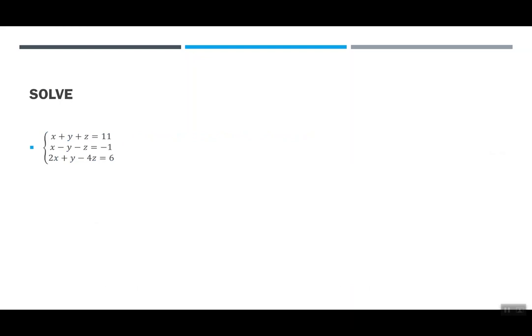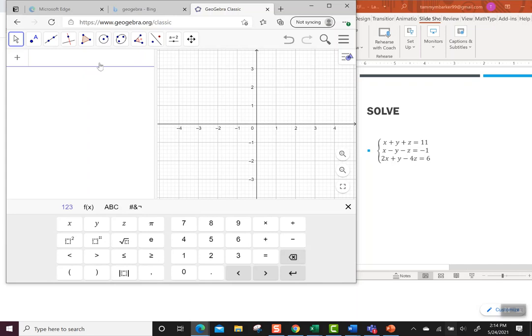I have a system of three equations and three unknowns, x, y, z, and the equations say x plus y plus z equals 11, x minus y minus z equals negative 1, and then 2x plus y minus 4z equals 6. To start, we need to go to GeoGebra. You can see I still have the equation showing on the right side of the screen, and we're going to enter them as a matrix into GeoGebra.